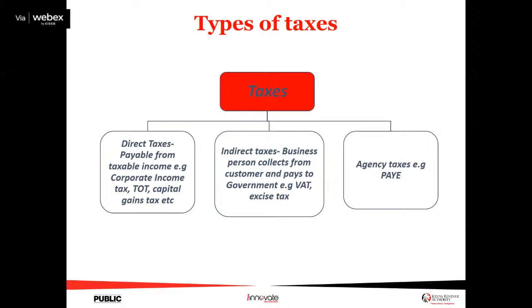Capital gain tax. And then we have indirect taxes, that is, what the business collects from our customers and pays to government. And a very practical example is what we'll be discussing today.